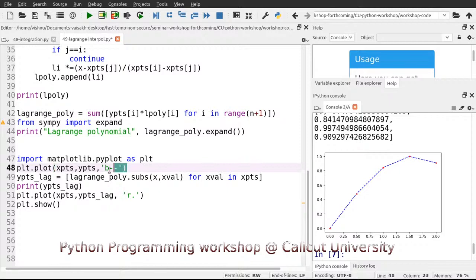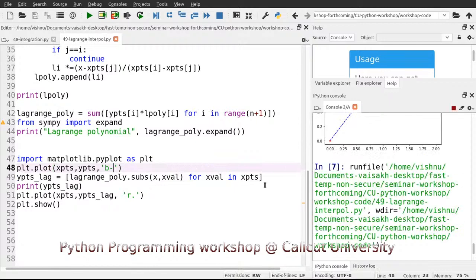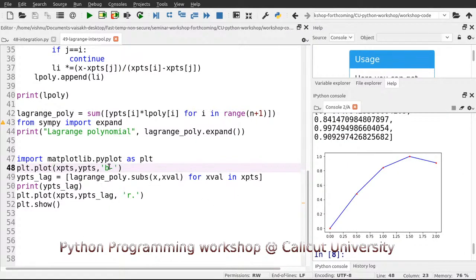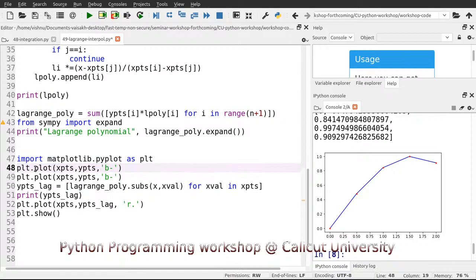Where should we do that? These are the sine points which we are computing, and yeah, sine points are anyway already given. So these are sine points. Maybe you can plot the sine functions. Okay, the sine function is not necessary because, even if you want, y sine can be sine of xpts. That should work because xpts is a numpy array, np.